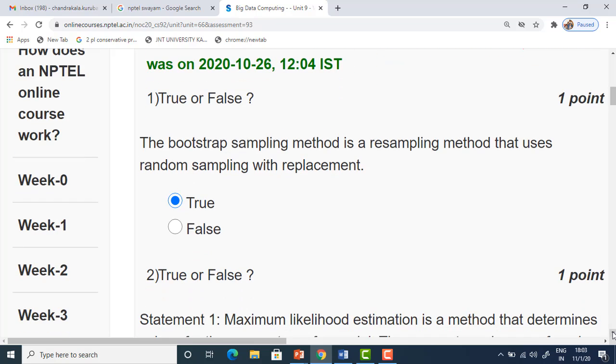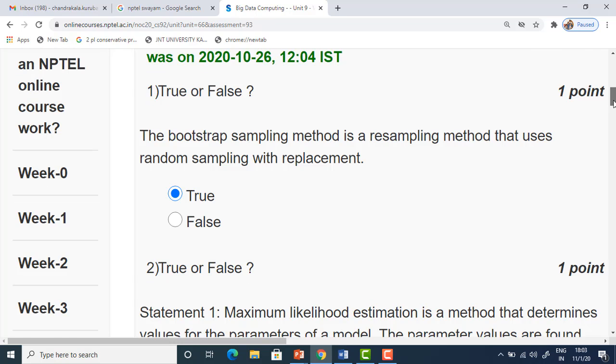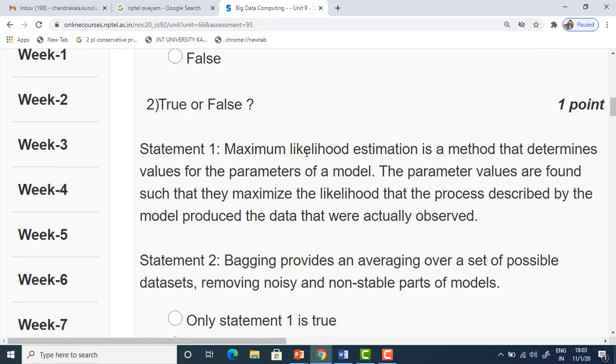The bootstrap sampling method is a resampling method that uses random sampling with replacement. That is true. The statement is true. So the appropriate answer for this is the first one. The second one is also a true or false question. They have given 2 statements. We have to identify which are true or false.